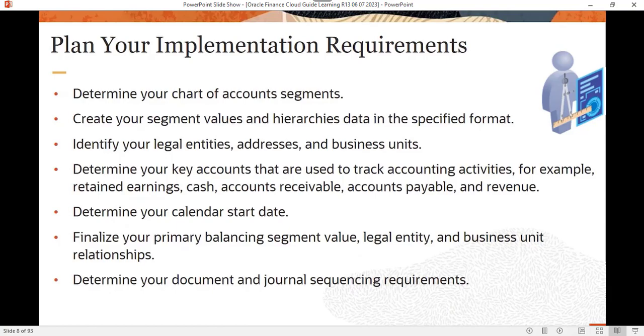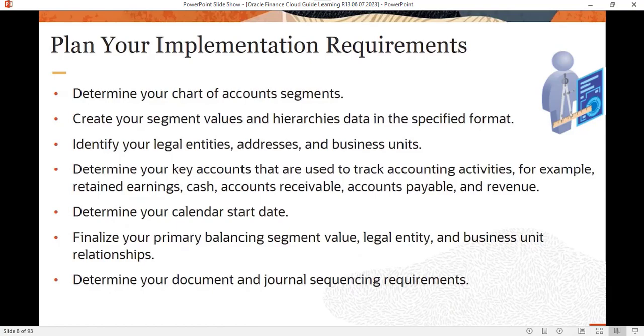You need to establish a relationship between legal entities and those balancing segment values. If you have more than one legal entity within a ledger, it's recommended that you map that legal entity to a balancing segment value in your chart of accounts, the primary balancing segment value really. And the business unit also points to a default legal entity. So which legal entity is going to be the default for your business units if you have more than one within your ledger or your company?